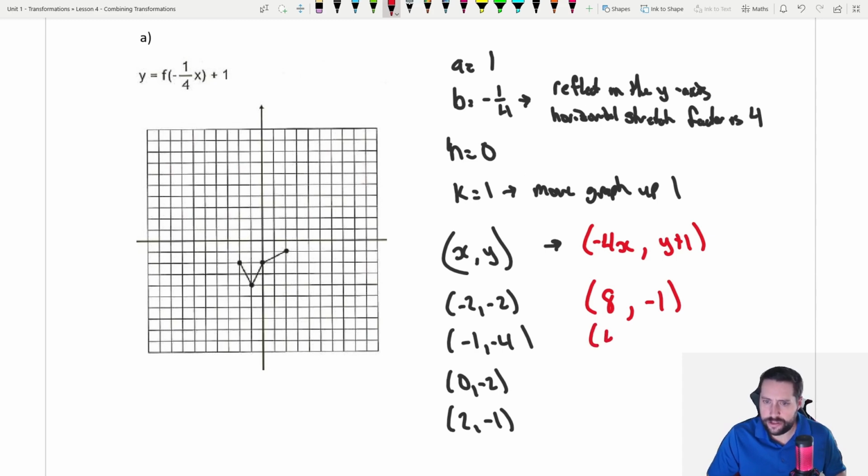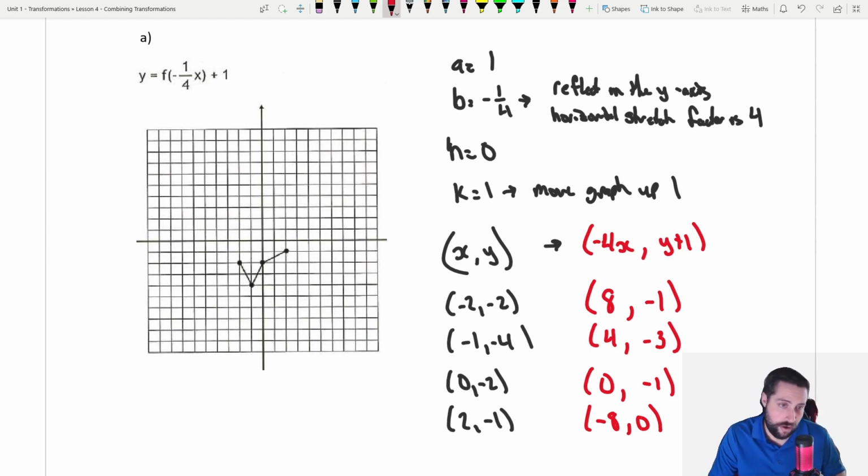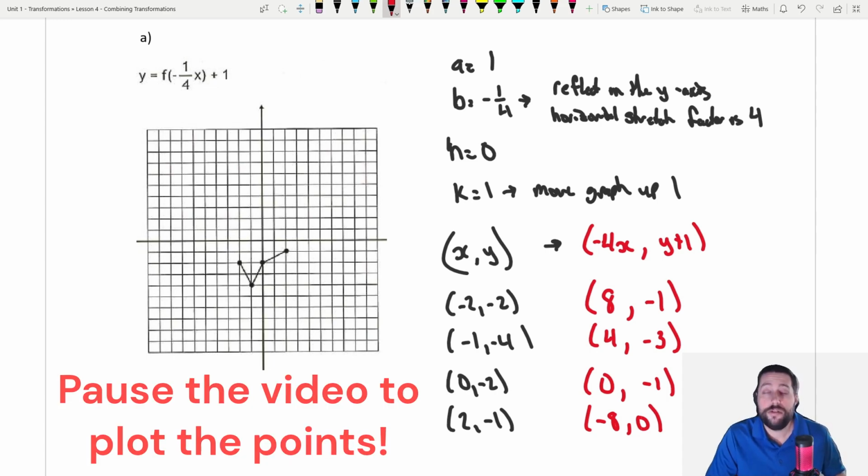This next one we have is going to be 4 and negative 3. Next one we have will be 0 and negative 1. And then finally, the last one will be negative 8 and 0. Okay, so we're going to recreate this new graph with our parent graph still there. So we're just going to plot all the points. If you want to go ahead and plot all the points, make sure you do so.